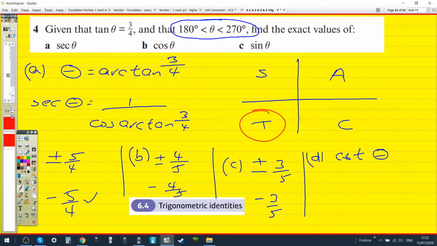So cot theta is the same as 1 over tan theta. So we do 1 over tan answer, which is plus or minus 4 over 3, and that will be positive. And so those 3 were negative, and so I just wanted to throw in one that would be positive.